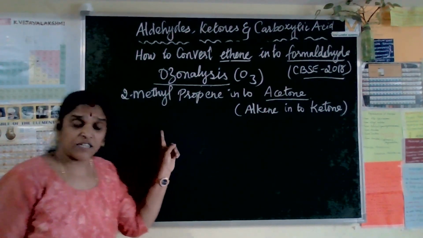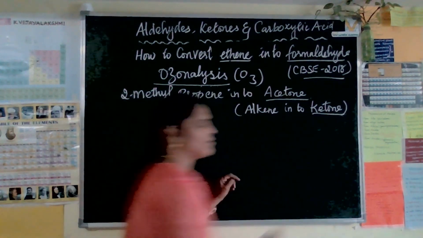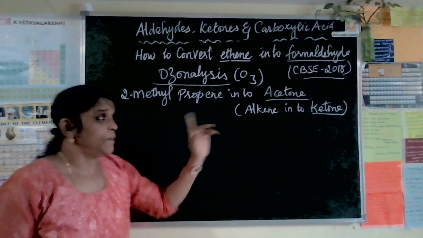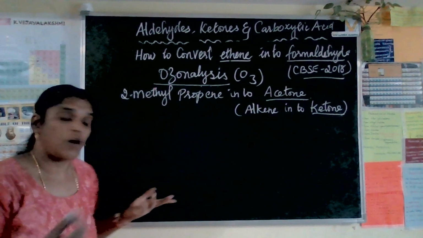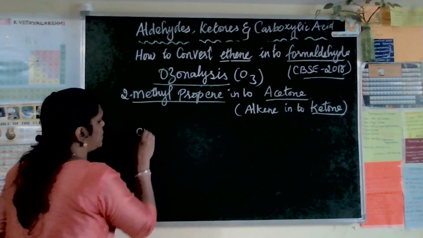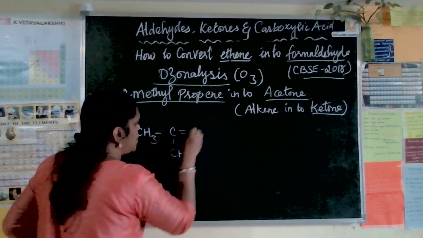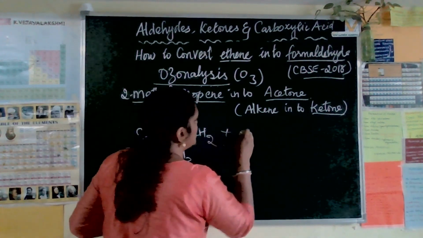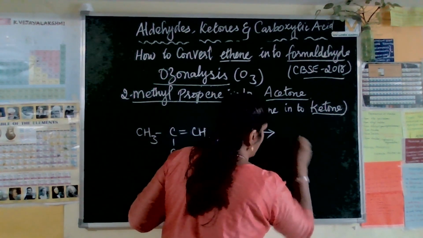Now the same concept, but alkene converted into ketone. So far we have seen alkene converted into aldehyde, but alkene converted into ketone in the presence of ozone, how is it possible? Yes, I will give this 2-methyl propene. What is it? 2-methyl propene: CH3, C, here CH3, double bond CH2. Yes, this is 2-methyl propene combined with ozone. Yes, you will get what?